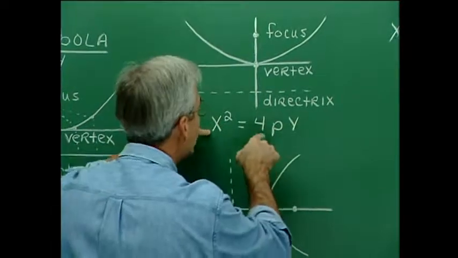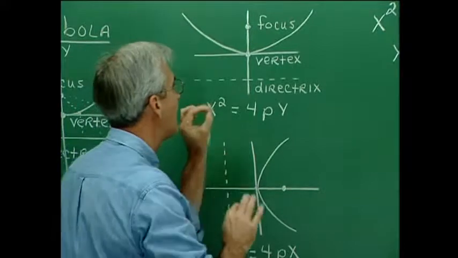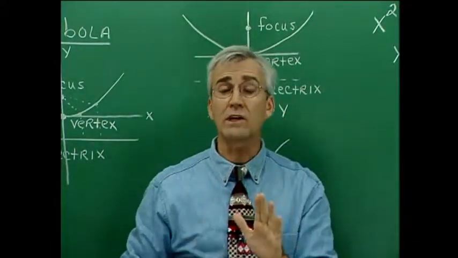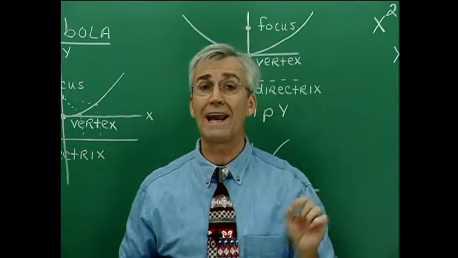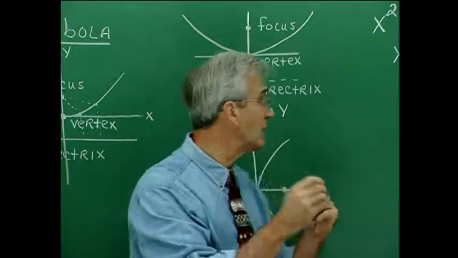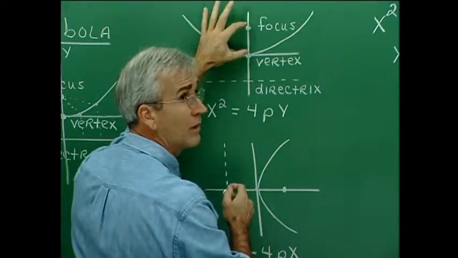And the reason for having the 4 in here is to allow us to identify the distance between the vertex and the focus. And you know, if we have the distance between the vertex and the focus, we automatically have the distance between the vertex and the directrix, because the directrix is just the same distance on the other side of the vertex from the focus.